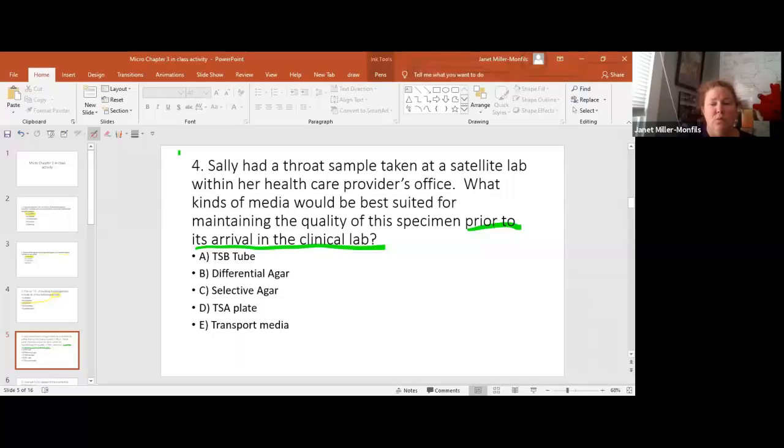Again, I'm all for root words and picking a word that kind of triggers something.